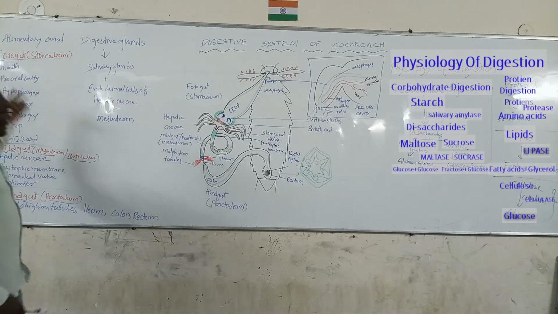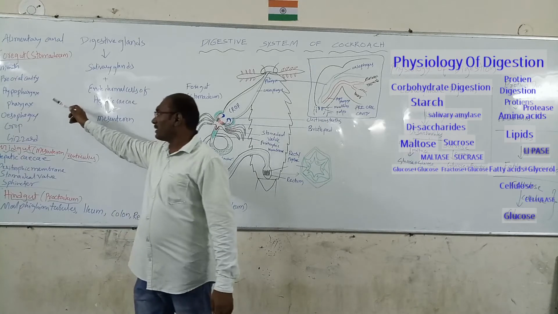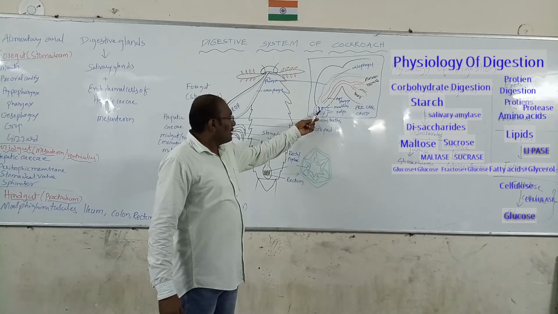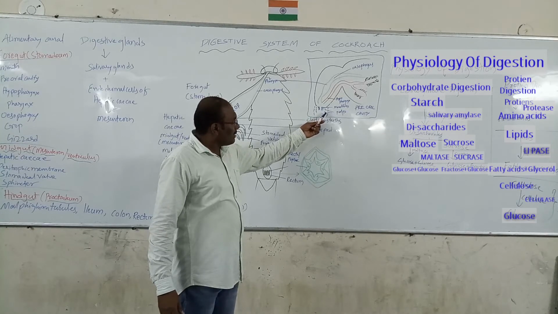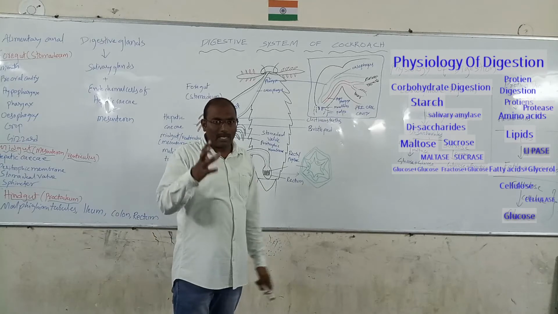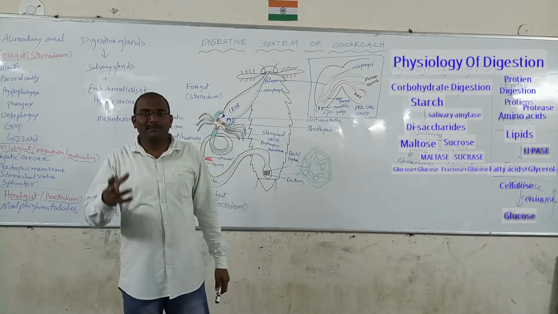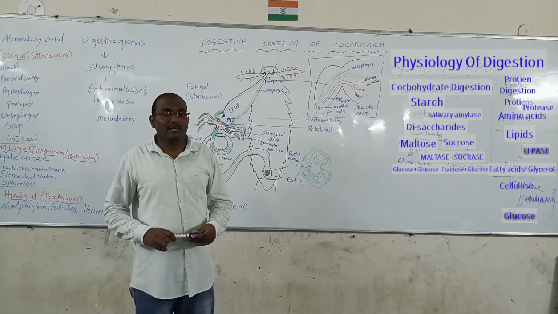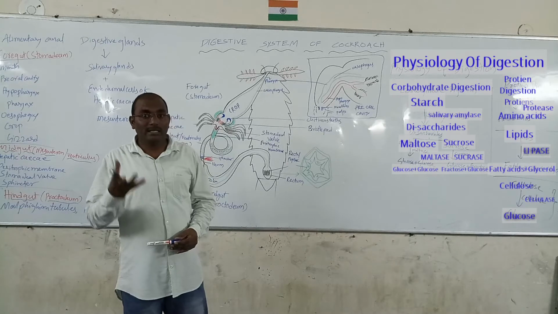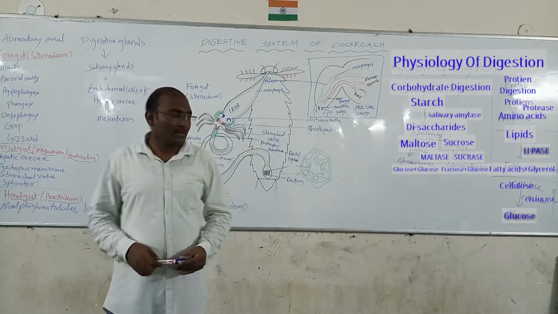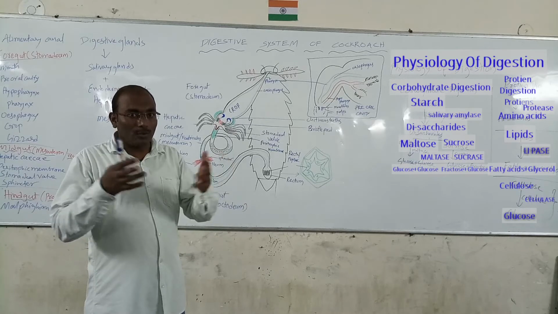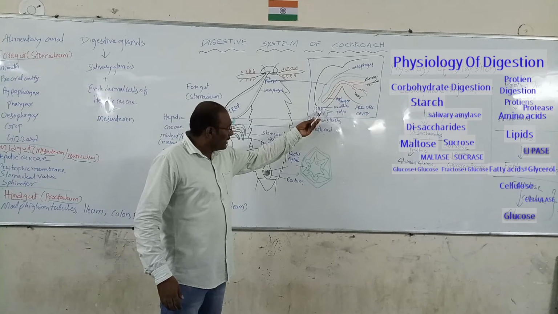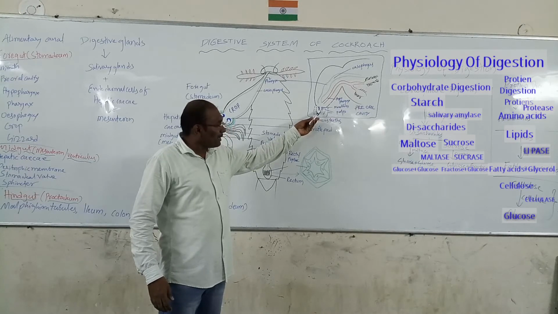What are the parts of it? Mouth, preoral cavity, epiglottis, pharynx, esophagus, crop. These are the mandibles. This is the labial palp and maxillary palp. Labial palp and maxillary palp have sensory nature, and antennae are also sensory. They are helpful for the detection of the food material. Legs help in holding the food material and taking it into the mouth, the preoral cavity.